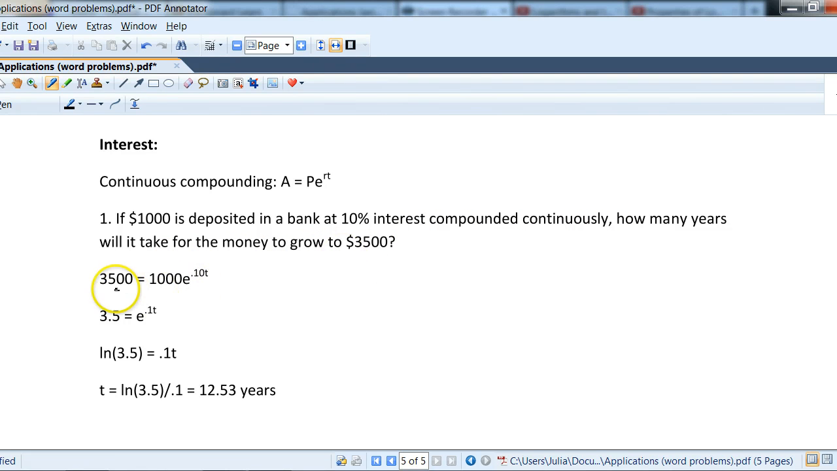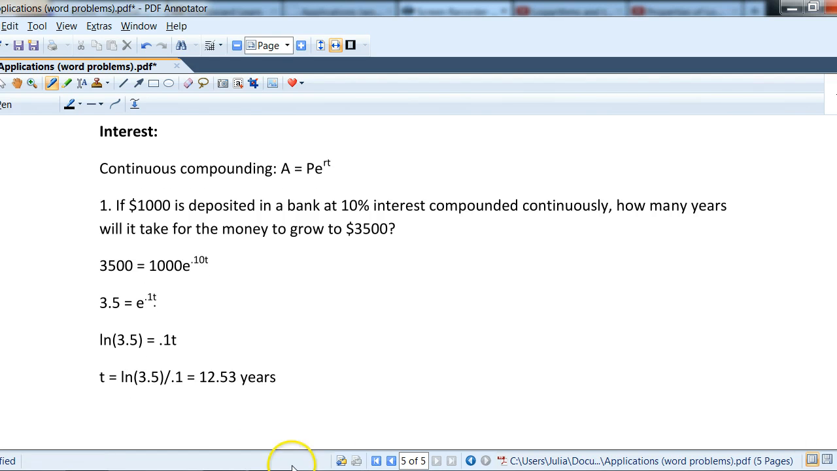Well, we can set it up like this. 3,500 equals 1,000 e to the 0.10 t. Simplify it, divide by 1,000, we get 3.5 equals e to the 0.1 t. Then ln of 3.5 equals 0.1 t. And then t is equal to ln of 3.5 divided by 0.1, which is about 12.53 years. So quite a few years, but still pretty good. And that's it for this section.